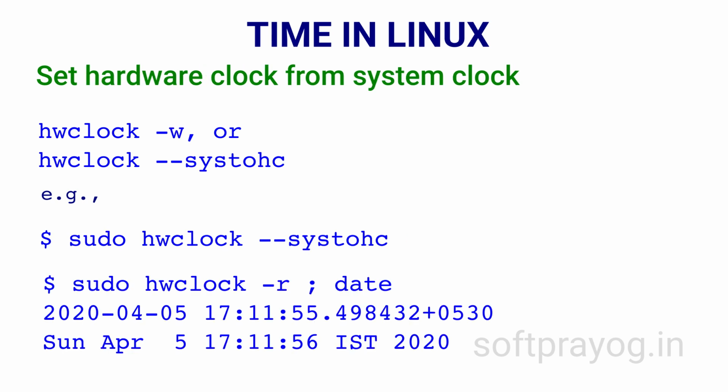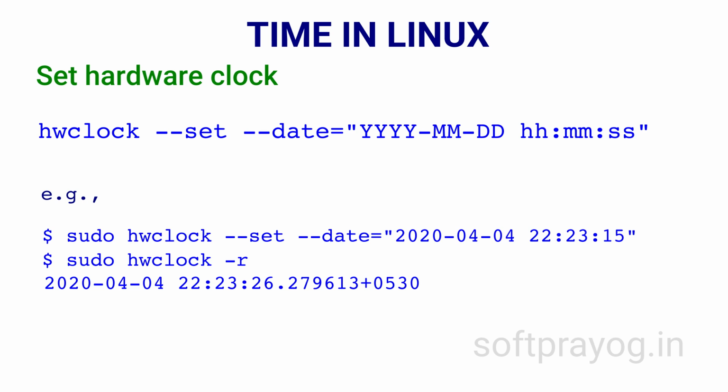Similarly, we have hwclock -w or hwclock --systohc for setting the hardware clock from the system clock and updating timestamps in the /etc/adjtime file. And finally, we can set the hardware clock with the --set option. hwclock --set --date followed by the date and time in the required format. For example, we set the hardware clock to a specific date and time and we can check it with the hwclock -r command.